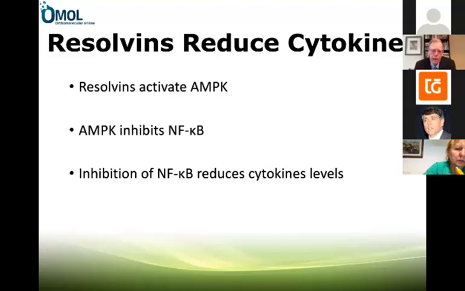Once AMPK is activated, it inhibits another gene transcription factor known as nuclear factor kappa B. And in the process, the inhibition of nuclear factor kappa B reduces the generation of cytokines. So you can see now that if you have adequate levels of omega-3 fatty acids in your diet, you have a pathway to reduce cytokine levels. And cytokines are the primary cause of insulin resistance.